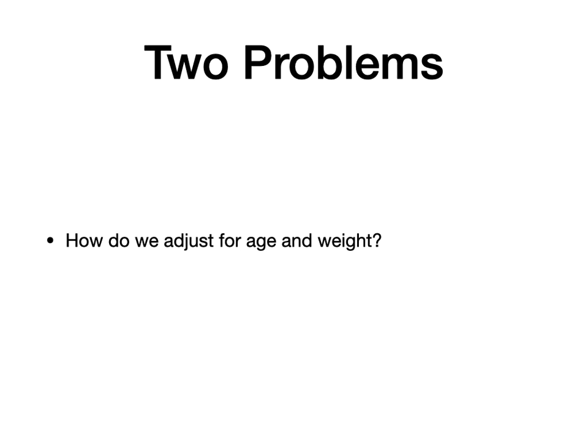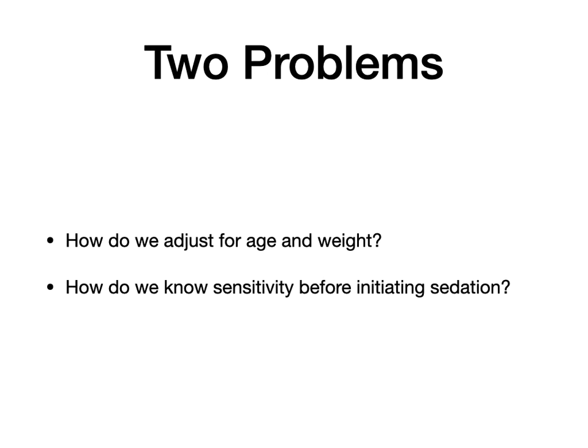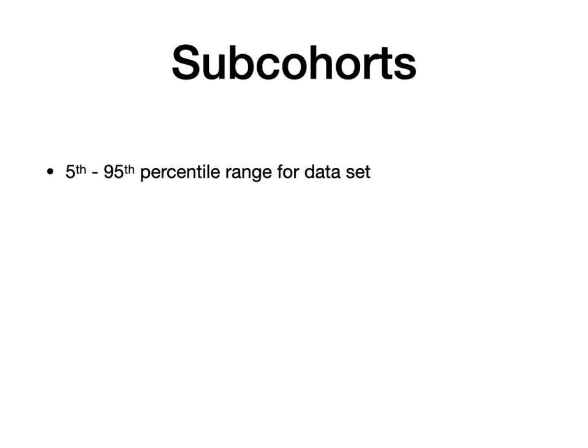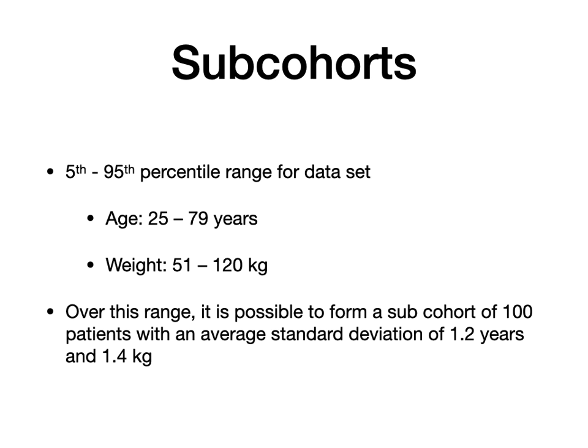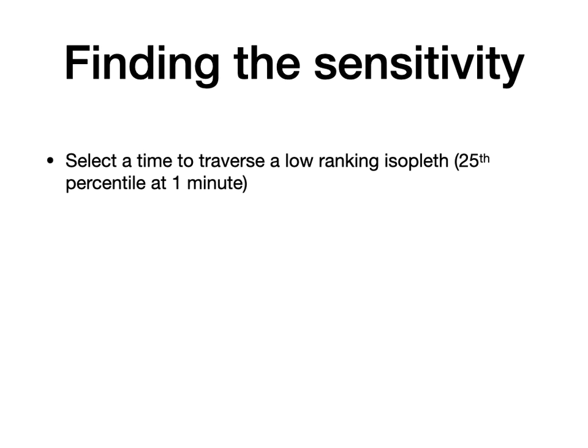How do we adjust for age and weight? And how do we know the sensitivity before initiating sedation? To address these, we'll form subcohorts. We can see that over the 90th percentile range for the data set, we have a range of 25 to 79 years and 51 to 120 kilograms. And over this range, it's possible to form a subcohort of 100 patients with an average standard deviation of 1.2 years and 1.4 kilograms.